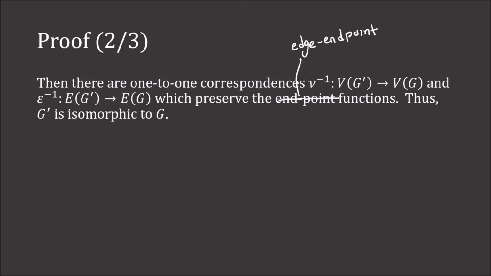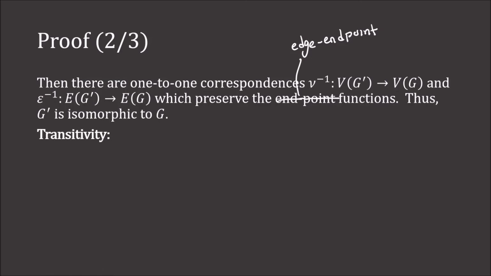Thus, G prime is isomorphic to G, right? That's what we had to do. We had to find those two one-to-one correspondences. Now, these two are guaranteed to exist because remember, if a function is a one-to-one correspondence, it's guaranteed to have an inverse function. So that's why we know that nu inverse and epsilon inverse exist. Furthermore, we also have proven that if a function is a one-to-one correspondence, then so is its inverse. And that is how we know that these two not only exist, but are one-to-one correspondences.